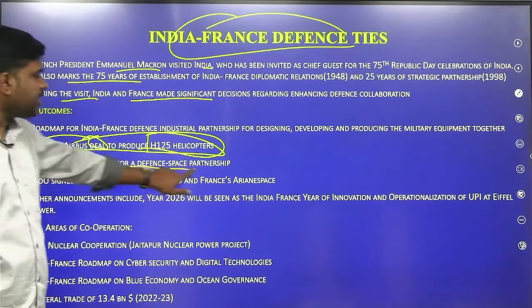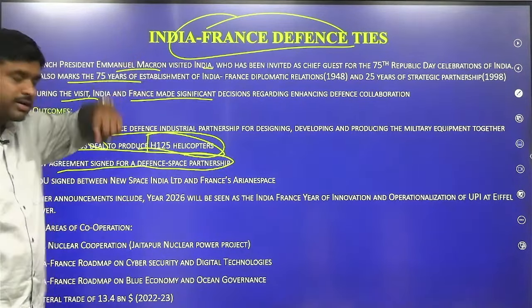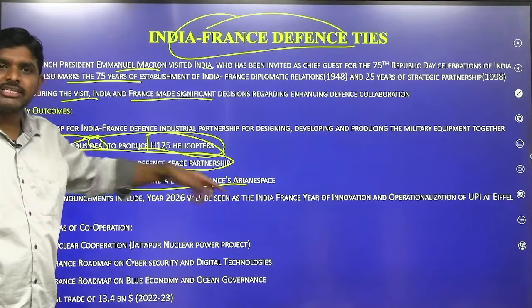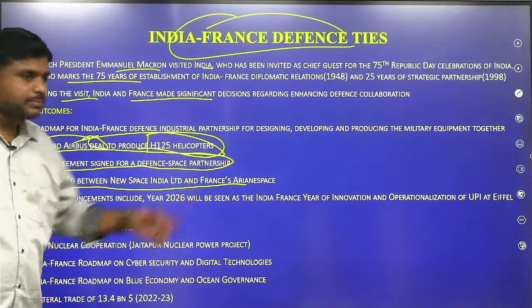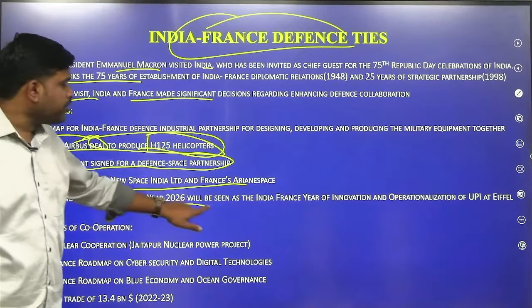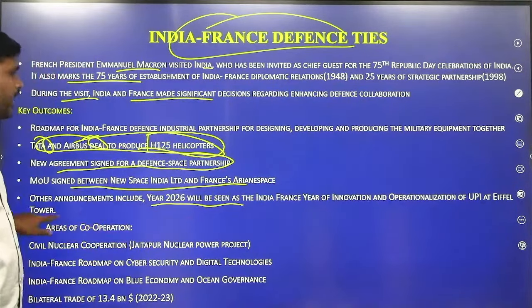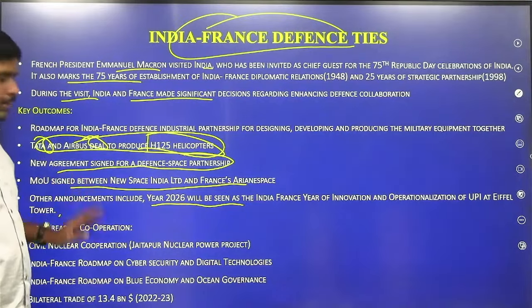A new agreement was signed for a defense space partnership, signed with New Space India Limited and France's Ariane Space, commercial. The year 2026 will be seen as the India-France year of innovation, and operationalization of UPI at the Eiffel Tower.